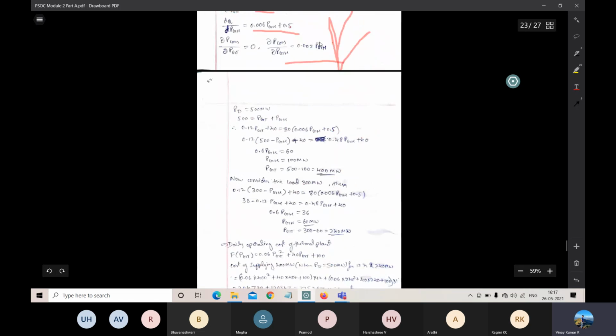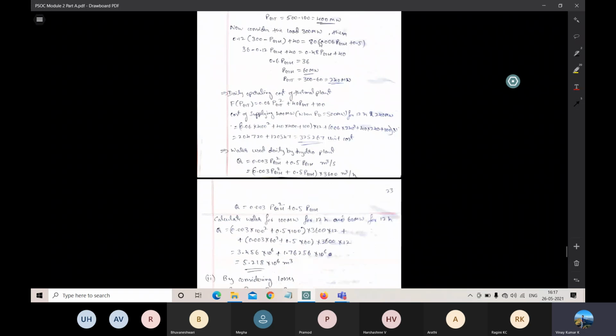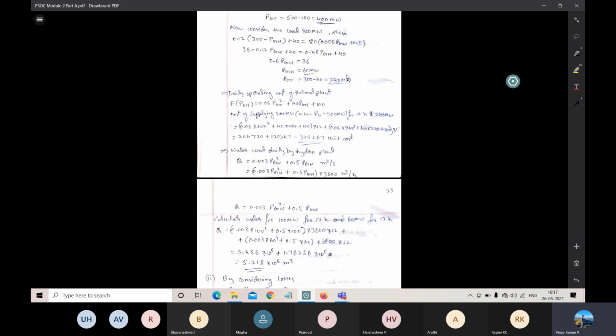The same steps. Just resubstitute. 0.12 into 300 minus PGH plus 40. Same thing. Instead of 500, we are using 300 here. Then we got PGH will be 60, PGT will be 240. That is, after calculation, just add the PGH and PGT, you should get PD, that is demand, total demand. If you just cross verify it, and it matches, that means the answer you got is correct.